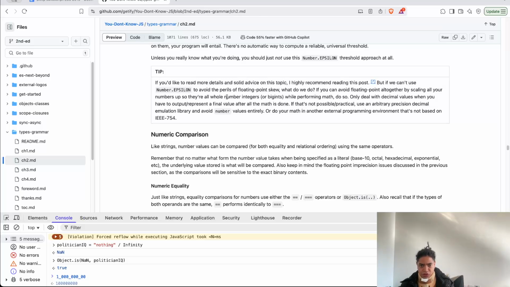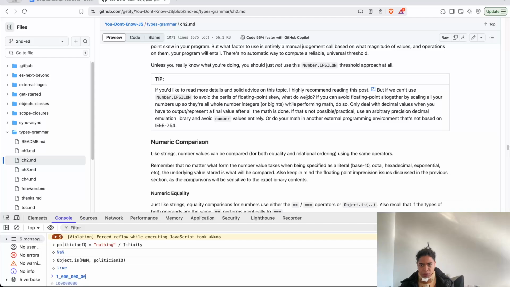But if we can't use Number.EPSILON to avoid the peril of floating point skew, what do we do? If you can avoid floating points altogether by scaling all of your numbers up so they are all whole numbers, integers, or BigInts, while performing math, do so.